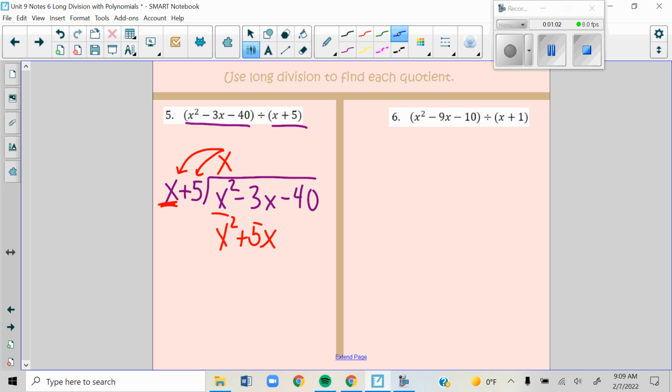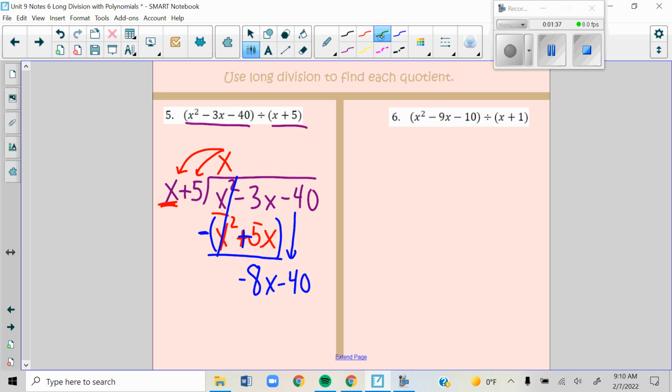Now the thing to keep in mind is when we do long division, we are subtracting our step here. And when we subtract, because we're subtracting a binomial, we are going to put that whole thing in parentheses. So x squared minus x squared cancels, and then negative 3x minus a positive 5x. So negative 3x minus 5x gives us a negative 8x. Then you're going to bring down your negative 40, just like we did in long division. Always bring down that next part.